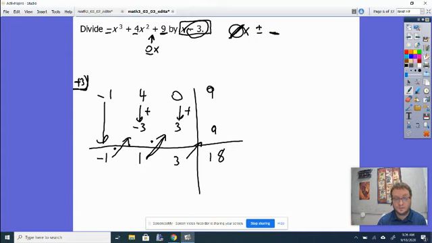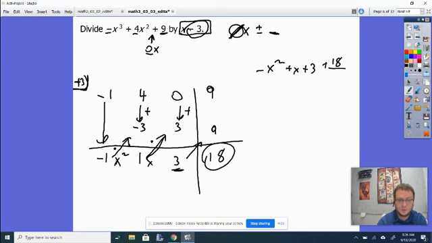Okay, so every time we go down, we're going to add. Every time we go up, we're going to multiply. Okay, nothing fancy here. Now this is my remainder. This is my new constant, x squared. And we're pretty much done. We just need to rewrite it. So negative x squared, don't really need the 1, plus x, again don't need the 1, plus 3 plus 18 over what we divided by, and we are done. Okay, that is it.